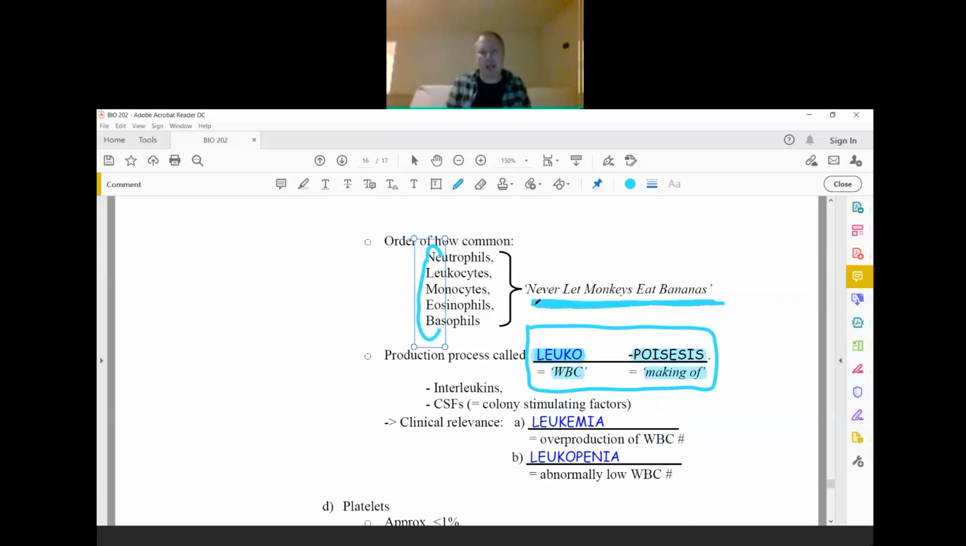Remember that you should never let monkeys eat bananas. That's a good mnemonic. We love mnemonics in the field of anatomy and physiology just to make it easier to remember things. So if you remember that you should never let monkeys eat bananas, you're able to organize the white blood cells from the most common to the least common.